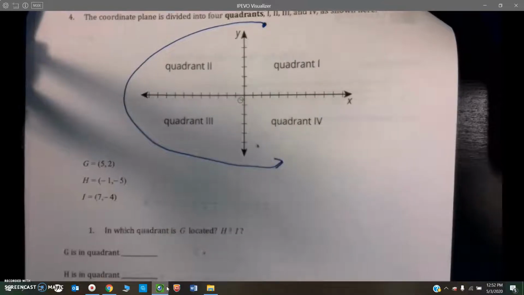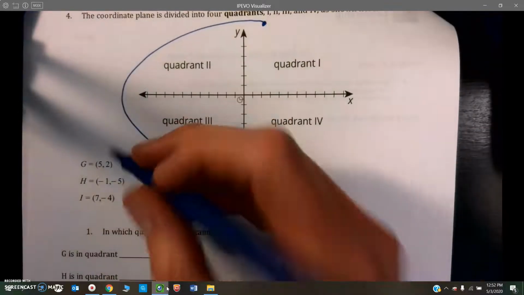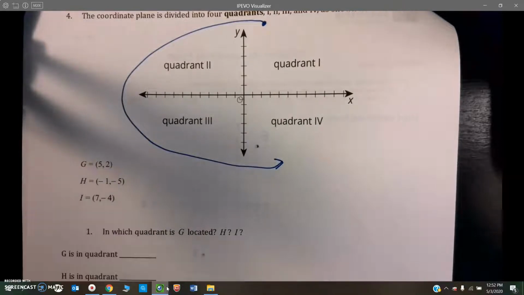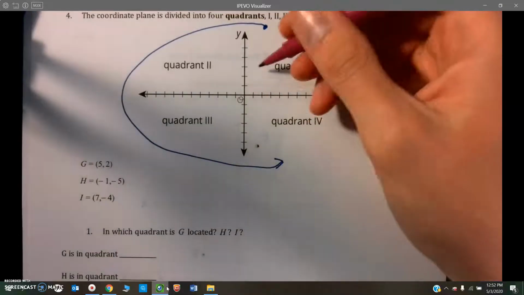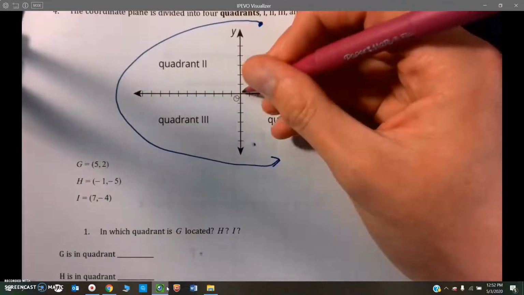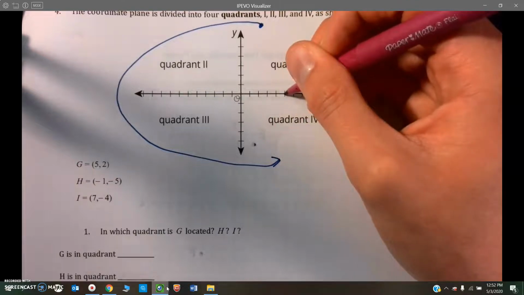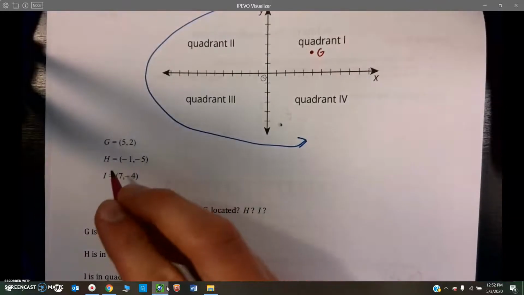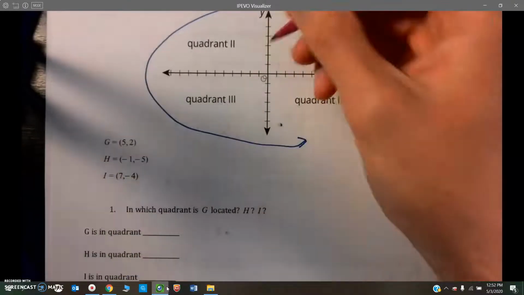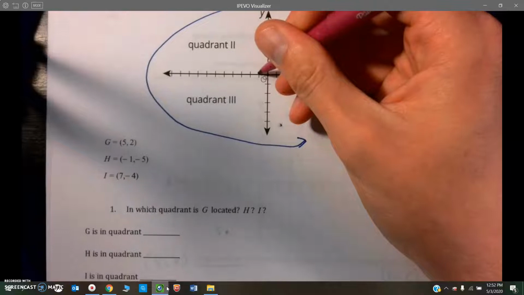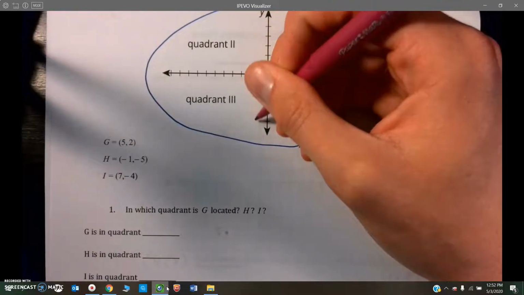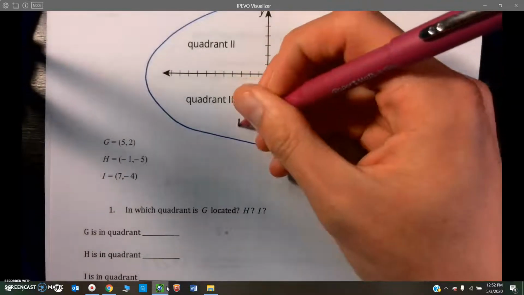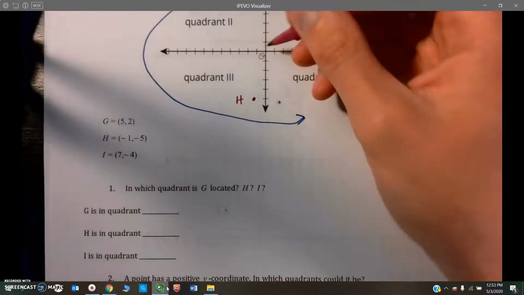All right. So let's look at G. G is 5, 2. So try and see if you can plot these 3 points on these quadrants, and then resume the video to check. So G is at 5, 2. So once again, that's 5 on the x. 1, 2, 3, 4, 5, and then up 2. So G would be about here. H is negative 1, negative 5. So back 1 on the x, down 1, 2, 3, 4, 5. So here's H.